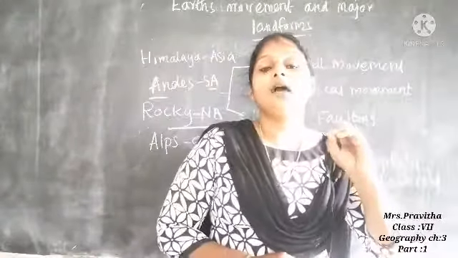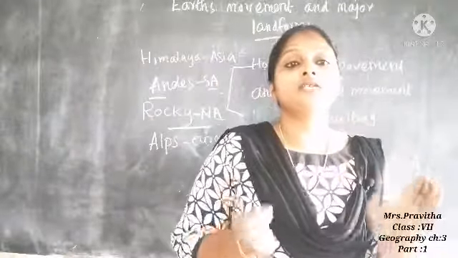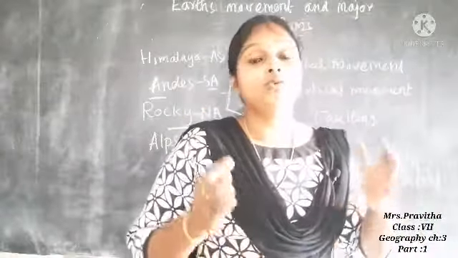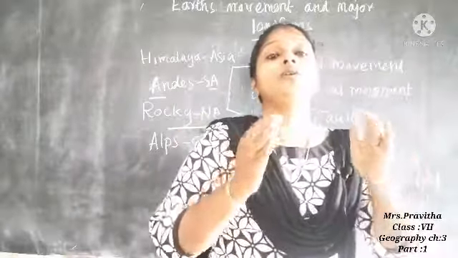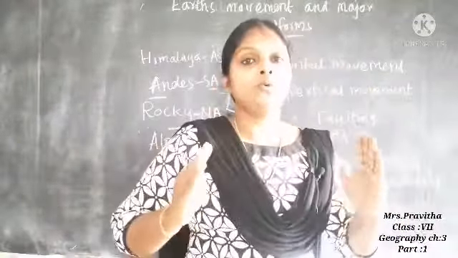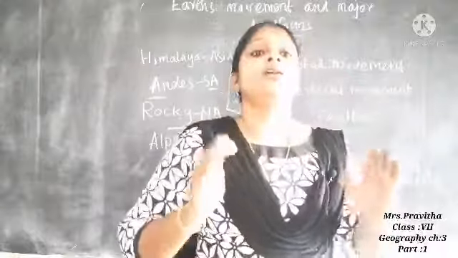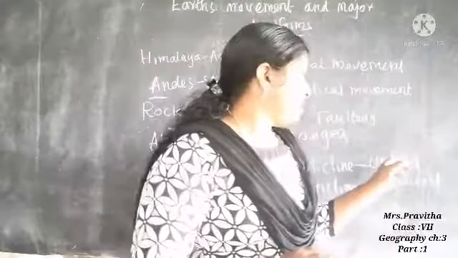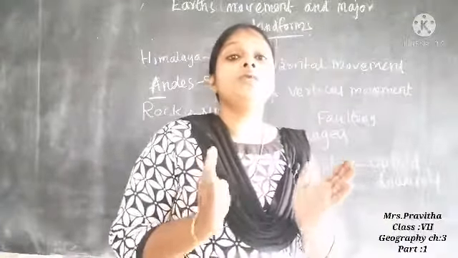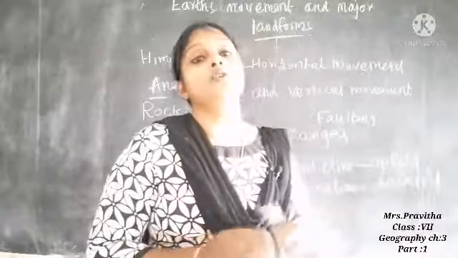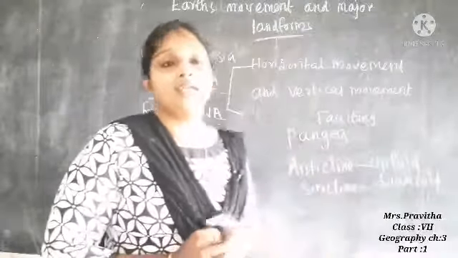So what is an upfold or anticline? Anticline means an upfold, where the rocks are pushed upward due to the plate movement. The rocks are pushed upward into a convex fold. It resembles an arc. Such type of folding is known as anticline.